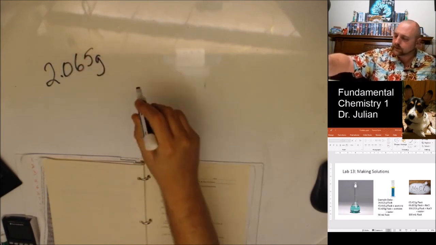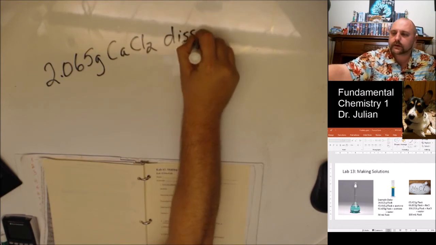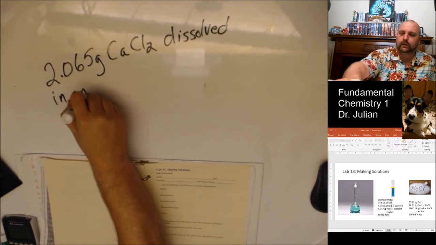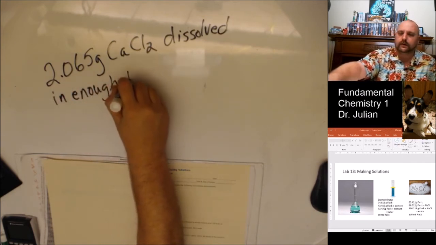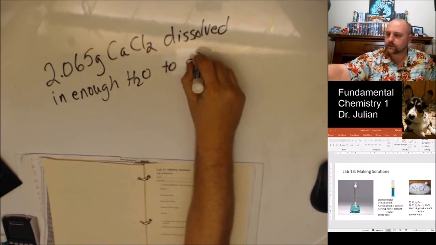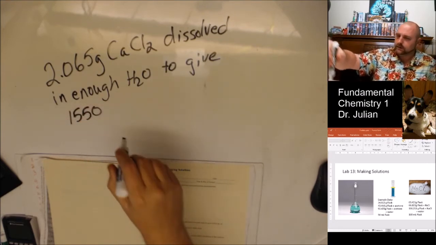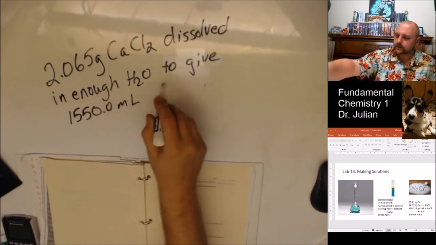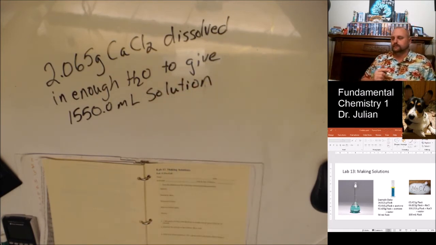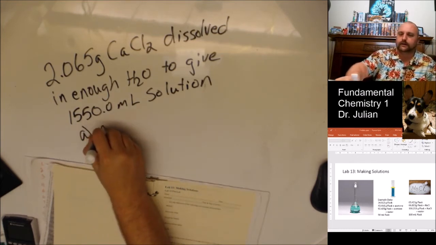Then we've got an interesting question here. 2.065 grams CaCl2 dissolved in enough water to give 1550.0 milliliters of solution. And A, it asks for the molarity. A, molarity.